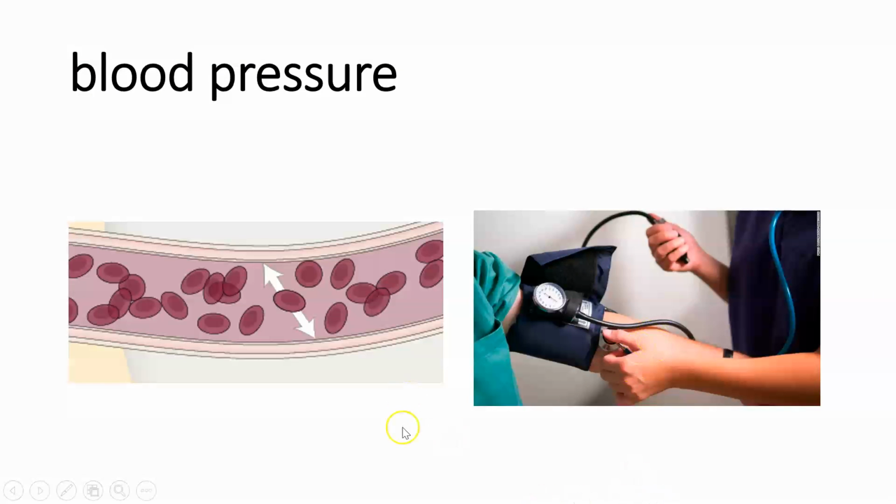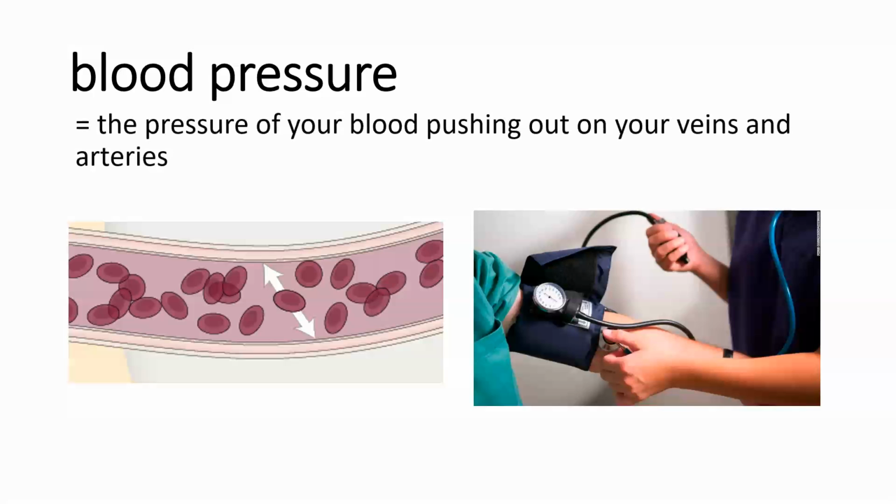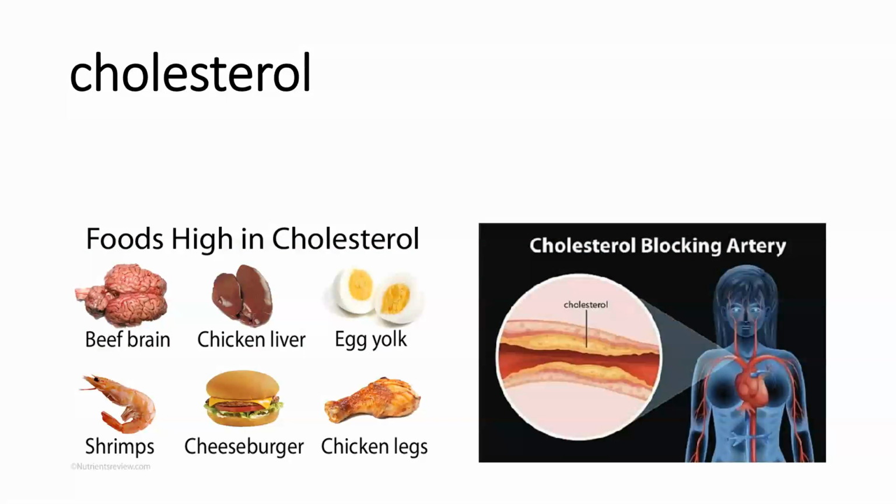Now, blood pressure is this. This is a picture of an artery. This is where the blood flows in your body, and as the blood, because it's a liquid, it presses out on your veins. It presses out on your body. That pressure is called your blood pressure. And this is the way that we take blood pressure. Usually they put a little cuff around your arm. They fill it full of air, and then they check your blood pressure. So this is the pressure of the blood pushing out on your veins and arteries.